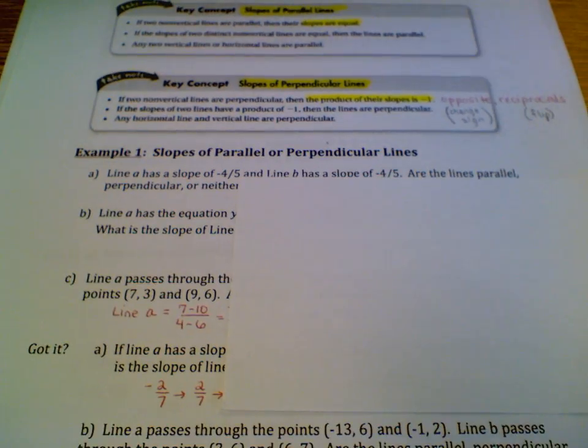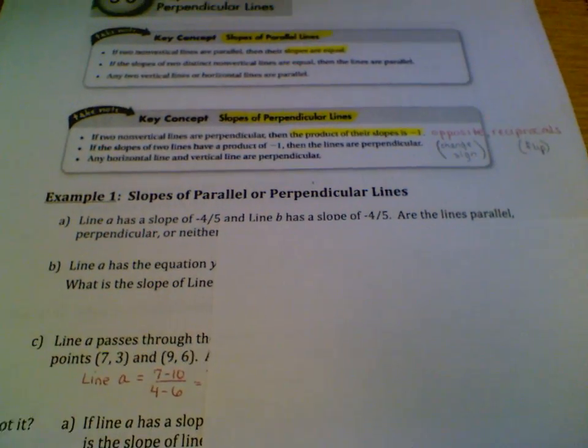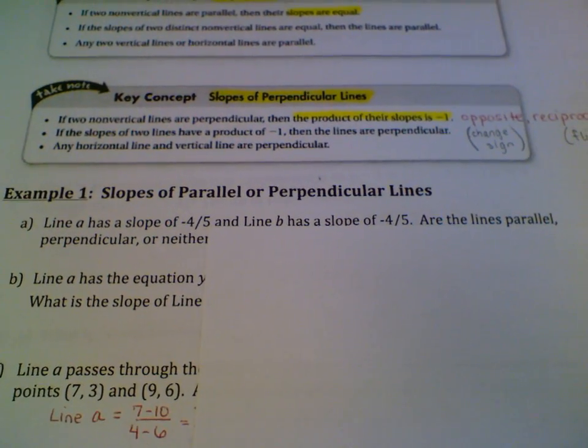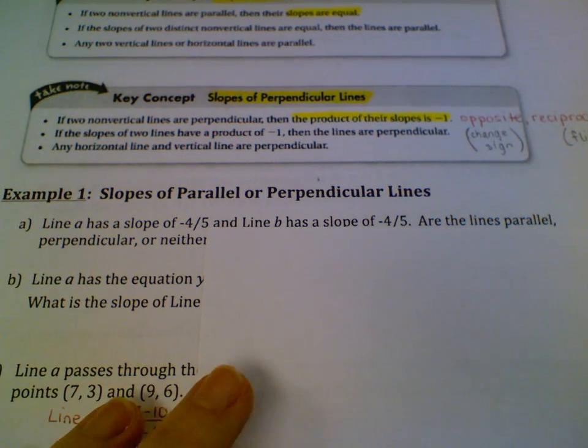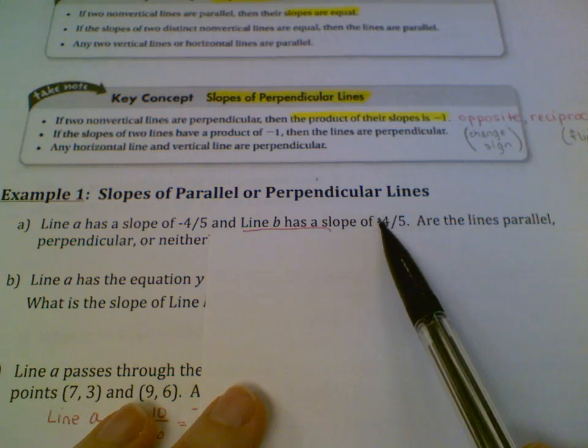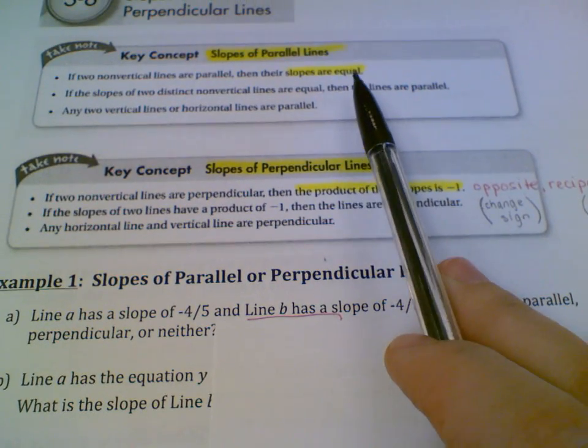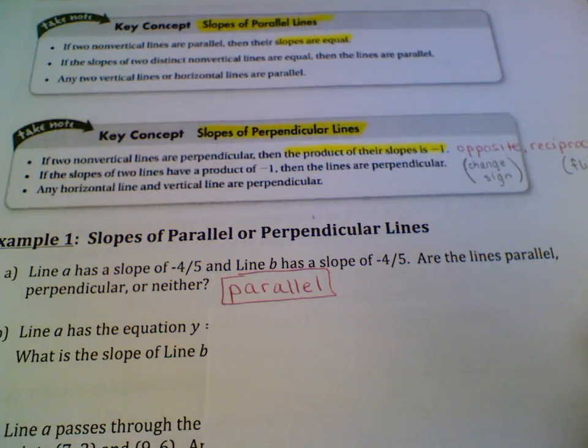So let's take a look at an example. It says line A has a slope of -4/5 and line B has a slope of -4/5. Are those lines parallel, perpendicular, or neither? Well, they have the same slope. In order for them to be parallel, they have to have the same slope. So I would put parallel.